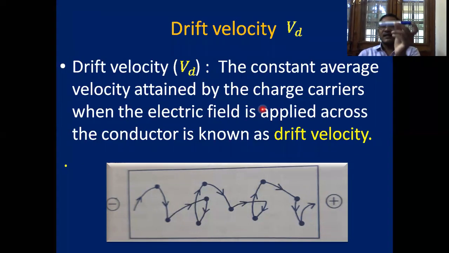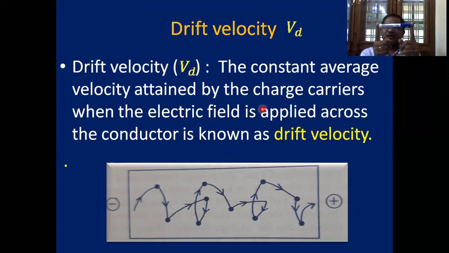Just imagine that this is a metallic conductor. Now, the first end is connected to the positive terminal. The second is connected to the negative terminal of the battery. Okay. So then we are applying some potential difference across these two ends. So at the left end, the positive potential, and at the right end, the negative potential is established.